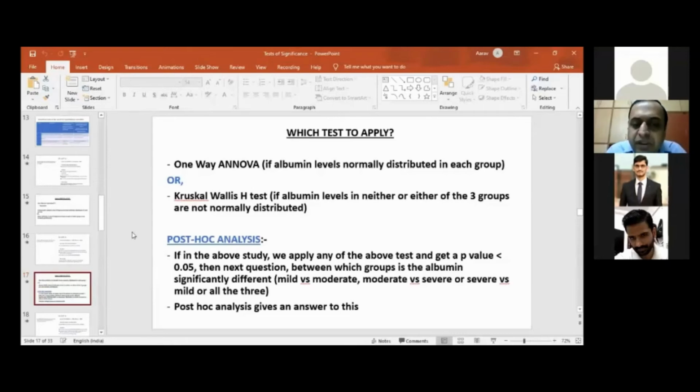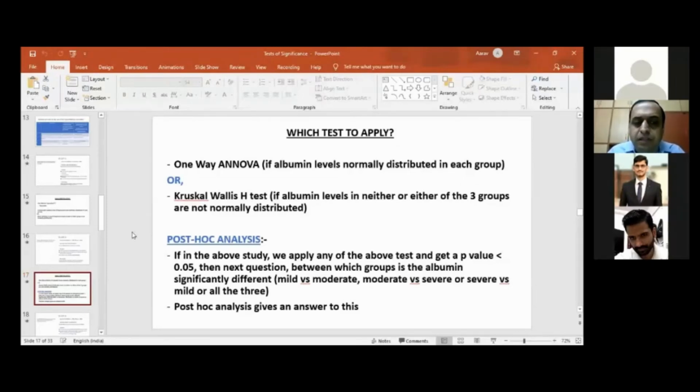Now, but between which groups? Is it between mild and moderate, moderate and severe, or severe and mild, or all the three? We don't know. This p-value is one value. So how is the researcher going to interpret between which groups this significance lies? So there, what we talk about is post hoc analysis.